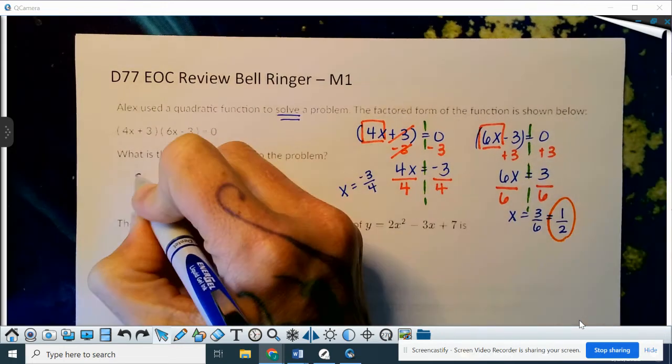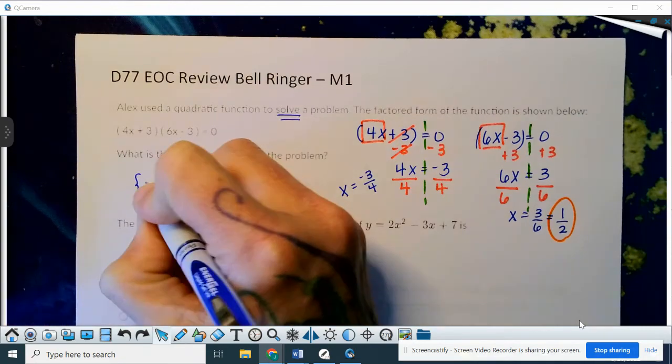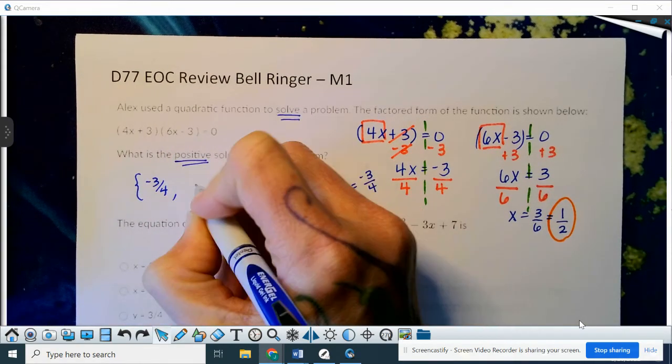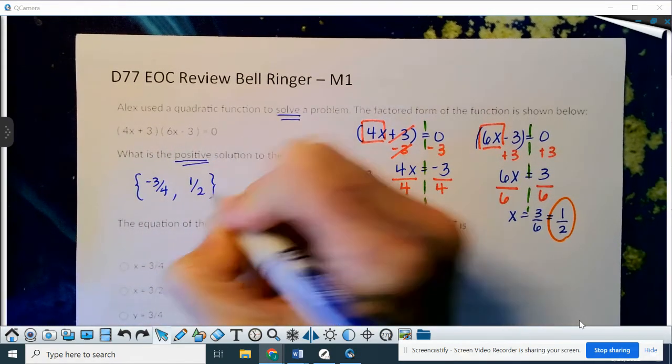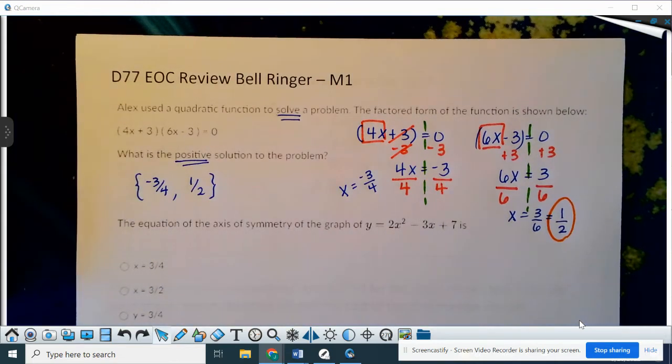Now, the solutions to the quadratic as a whole would be negative 3/4 and positive 1/2. So this would cross the x-axis at negative 3/4 and 1/2. But for this question, the answer is only 1/2, because it's looking for the positive only.